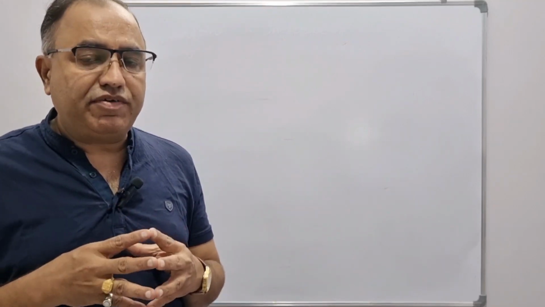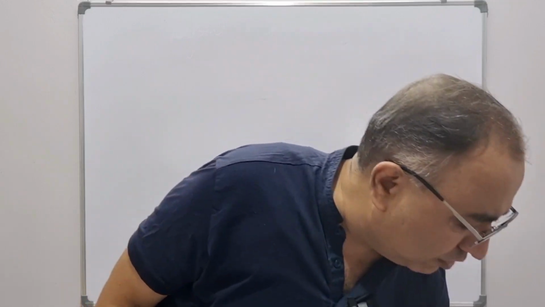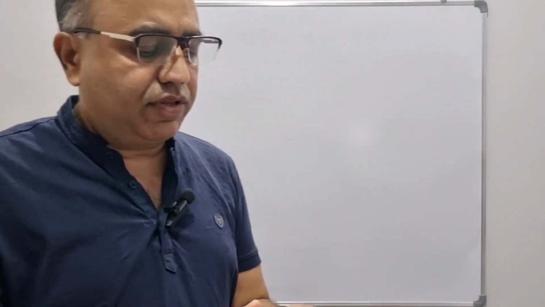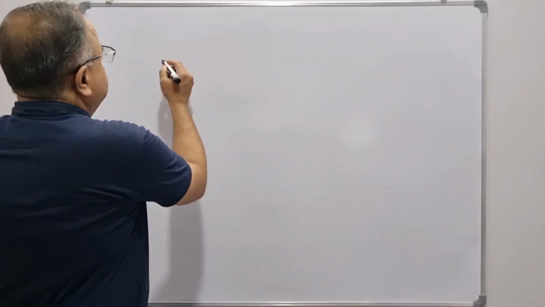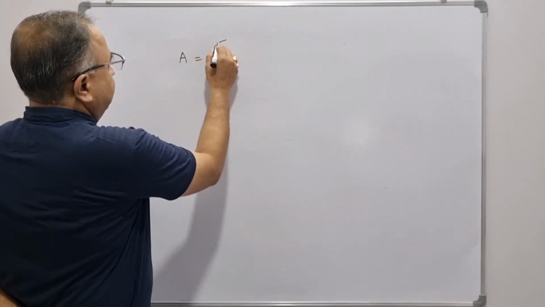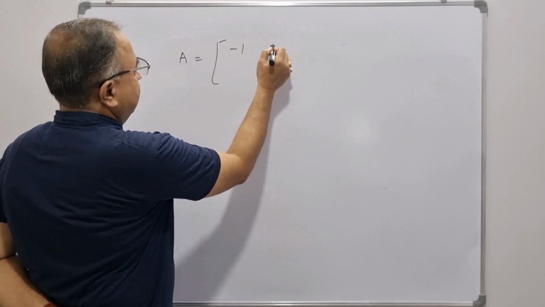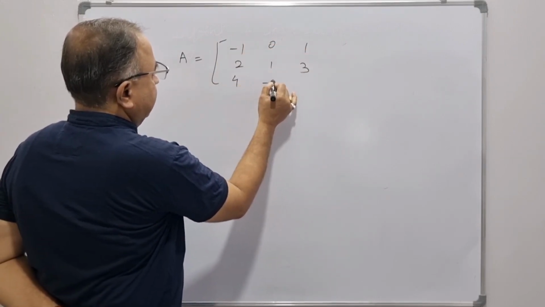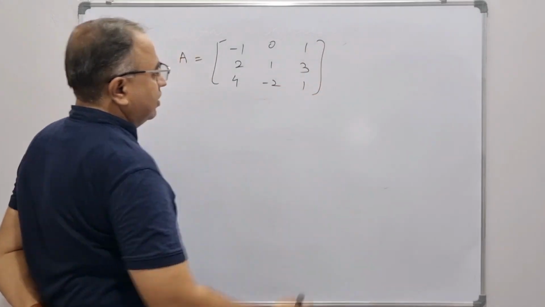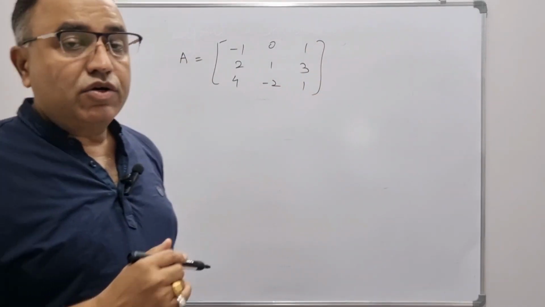In my previous class we discussed minors and cofactors, so I would like to recall the concept so that I can introduce you to the adjoint of A. Suppose A is a matrix of order 3 by 3: minus 1, 0, 1; 2, 1, 3; 4, minus 2, 1. Then how do we find the cofactors?